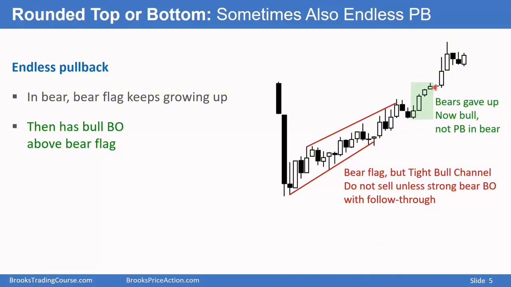4 consecutive bull bars, the bears gave up. And at this point, there's consensus that this is no longer a bear flag in this bear trend. It's now a bull trend. Even though we did not get above the top of the sell climax, this is a consensus. This is the bears giving up and the bulls getting confident.